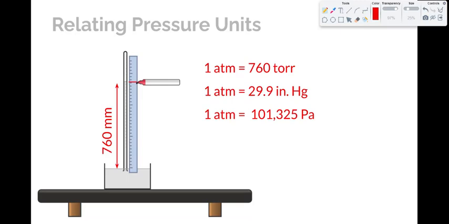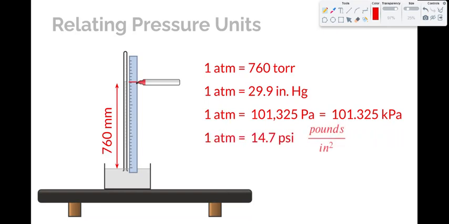And then to relate that to our physics pressure units, 1 atmosphere, remember, that's 101,325 pascals. That's the weight of the atmosphere in newtons per square meter. Because a pascal is so small, we usually use kilopascals, so it's 101.325 kilopascals. 14 pounds per square inch is an atmosphere.